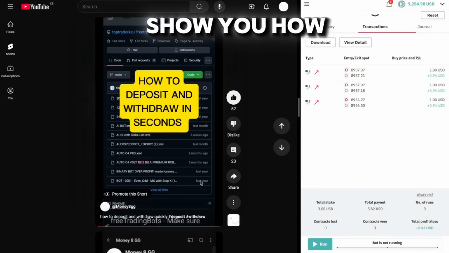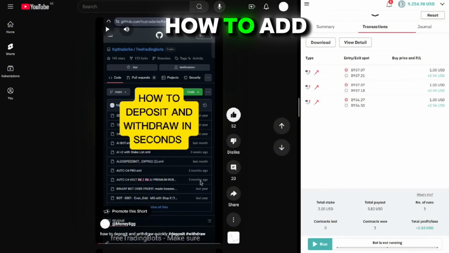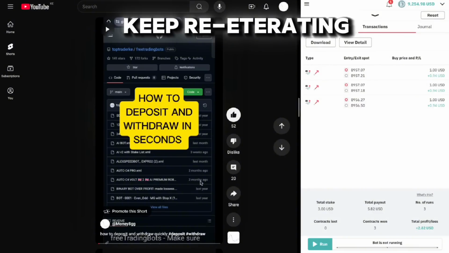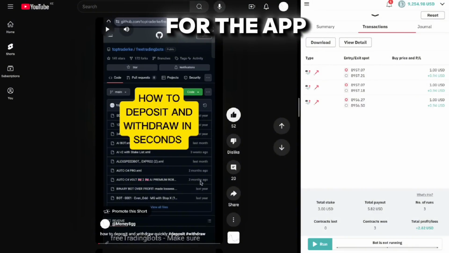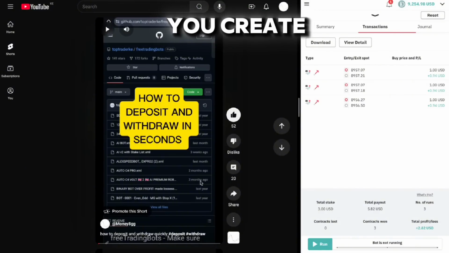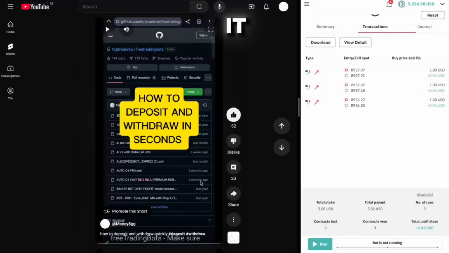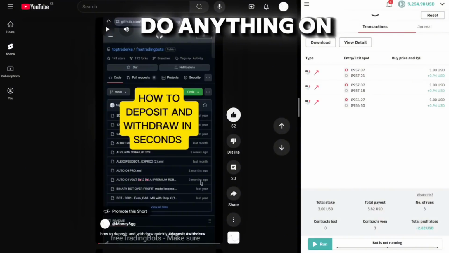It will show you how to link your account, how to add your phone number, how to add a password. And I have to keep reiterating, the password is for the app, not your Deriv account. We don't have access to your Deriv account. You only use the token that you create for us to withdraw and deposit for you when you want it. But we have to get authorization through you, so nobody can do anything on your account.